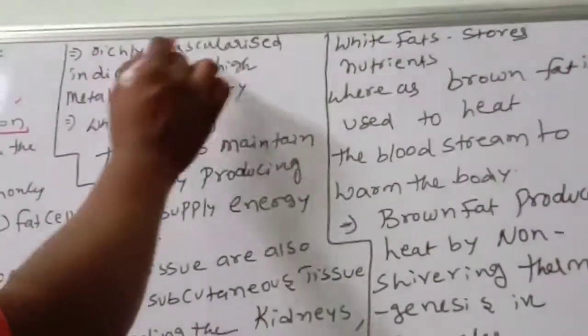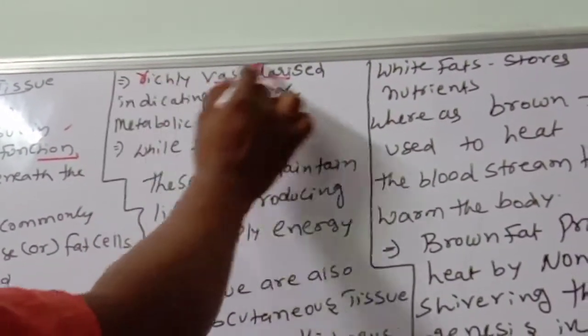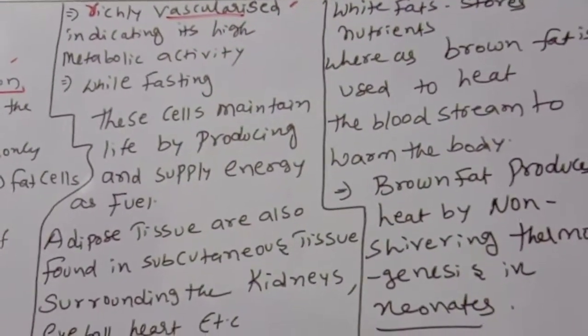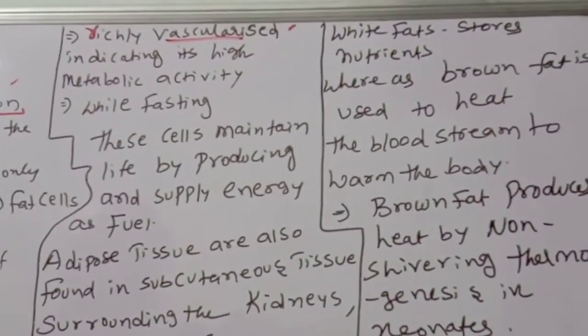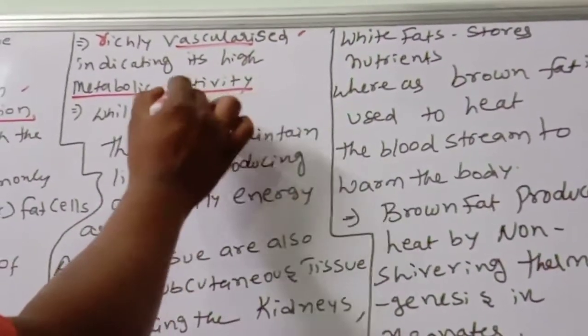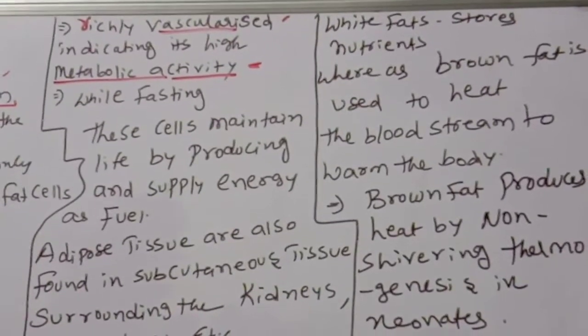Next, this adipose tissue is richly vascular. Vascularized means so many blood vessels are there. It indicates its high metabolic activity, meaning the adipose tissue has very powerful metabolic activity.